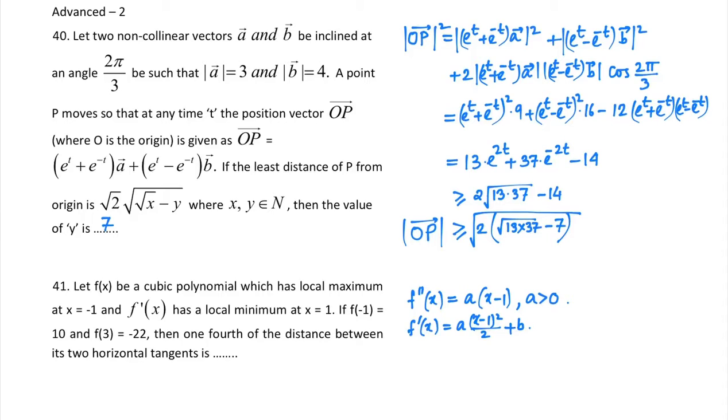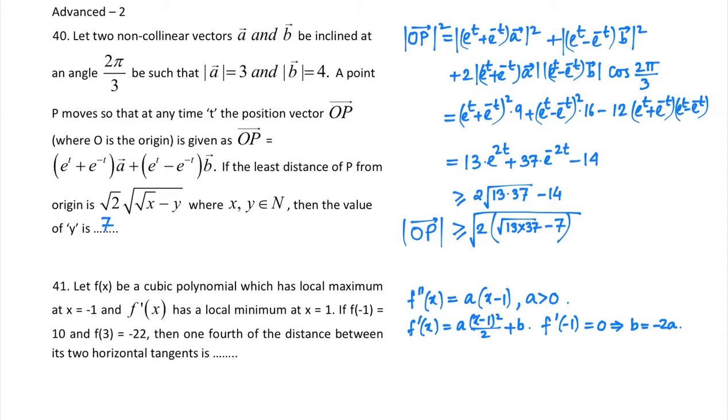Right, but it is given that f x is attaining local maximum at x equal to minus 1. That means f dash will be 0 for x equal to minus 1. So f dash of minus 1 is 0, which implies, if I put that value here, it will give us b equal to minus 2a.